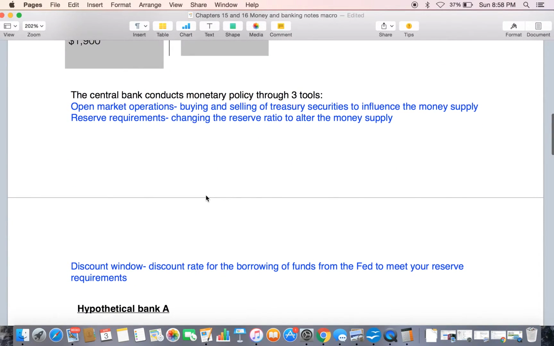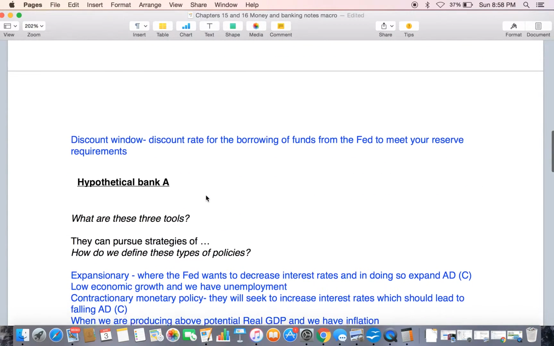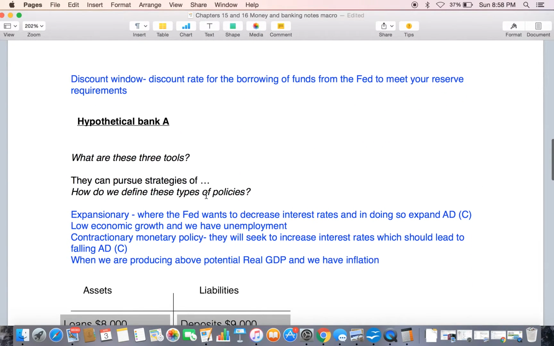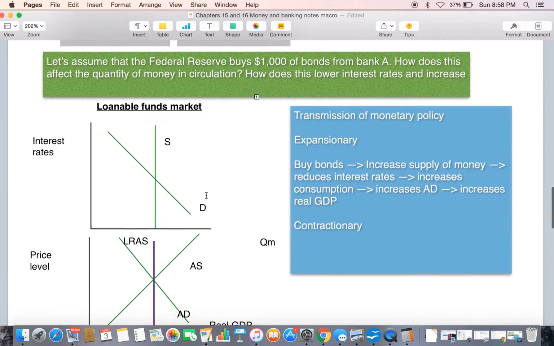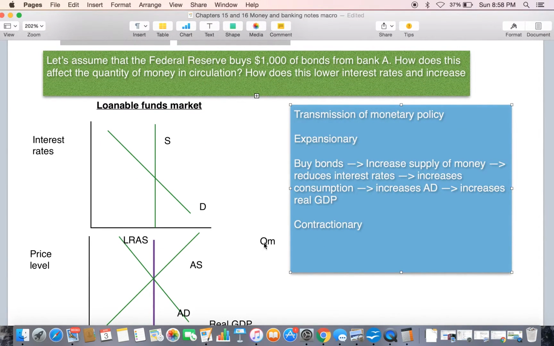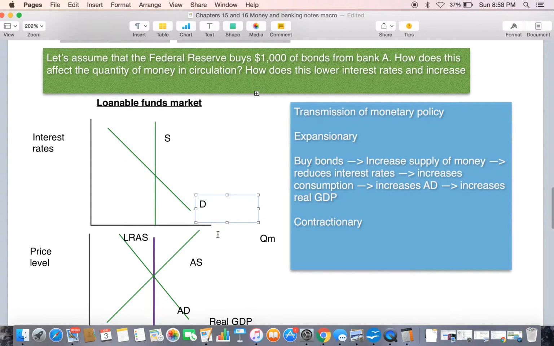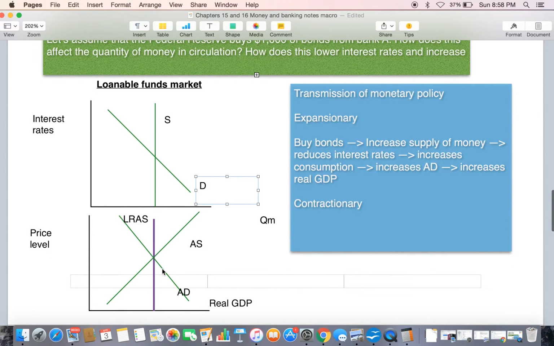And then we looked at the Federal Reserve and their three policy tools for influencing expansionary or contractionary monetary policy. And we went through an example of expansionary monetary policy and the transmission mechanism through which aggregate demand increases to hopefully bring us to an equilibrium production of full employment real GDP.